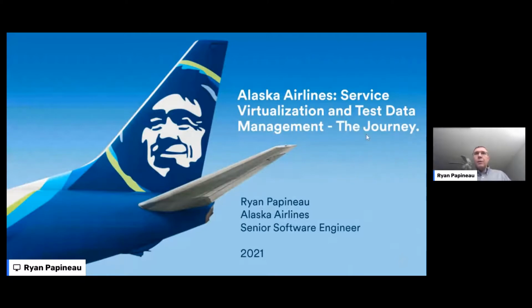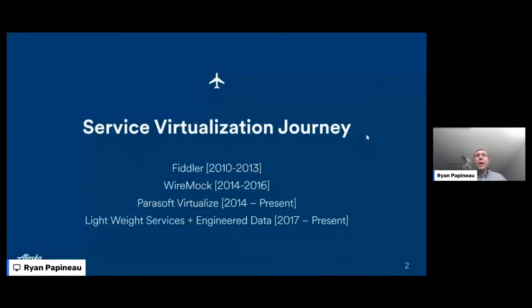Let's see here, make sure the arrows work. I'm going to high gloss over our journey real quick. I started at Alaska Airlines in 2010 as a mobile test lead for our iOS, Android, and mobile websites. Those also depended on our web services, and to help test these applications, we used Fiddler. This was great because it allowed us to fiddle with the API responses to force conditions that we couldn't do in the application, areas we didn't have control over. This was really cool and allowed us to test a lot of things we weren't able to.